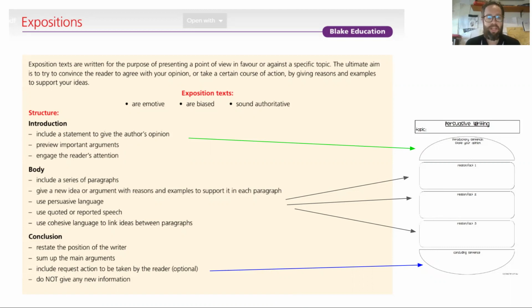So that's your hook. Now, where it says preview important arguments, you really want to give a bit of a taste to the people who are reading this, to your audience, of what's coming up and what your reasons are. So if you're going to talk about uniform, you would do a really interesting hook and engage, make sure you're clear, and then you would maybe do a preview. So I think uniforms are horrible because they reduce our individuality as students.